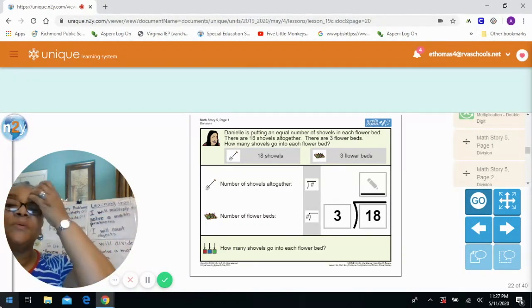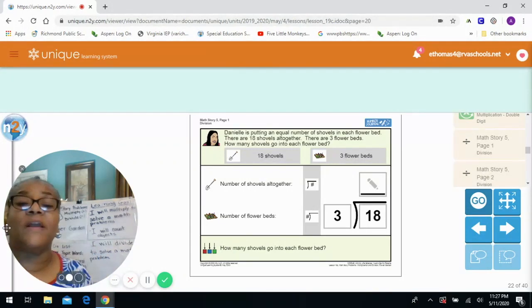Danielle is putting an equal number of shovels in each flower bed. There are 18 shovels altogether. There are 3 flower beds. How many shovels go into each flower bed? Does anyone know 18 divided by 3? If you do, shout it out.